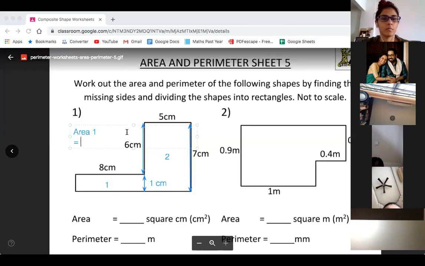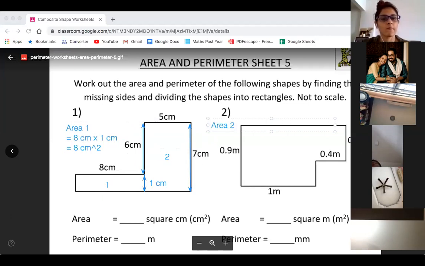8 times 1. Correct. 8 cm times 1 cm equals 8 what? 8 cm only? Square. Yes, cm squared. Okay, this is the area for area 1. What about area 2, Marcus?